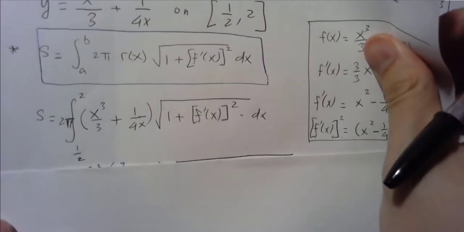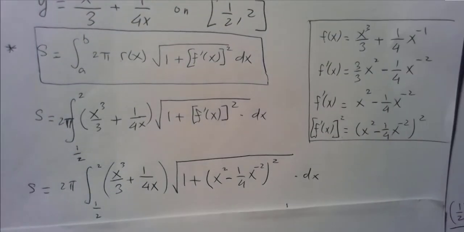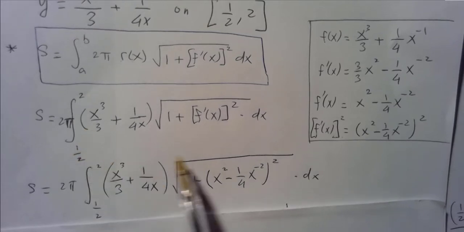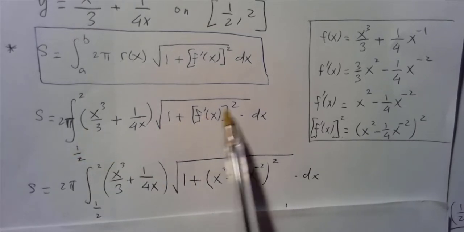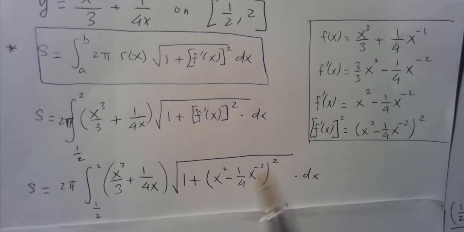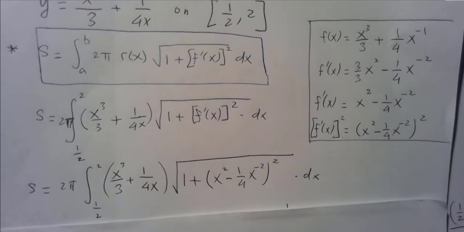So we plug in everything to the formula. So 1 plus f prime squared, which is this whole thing here. I brought it down here.